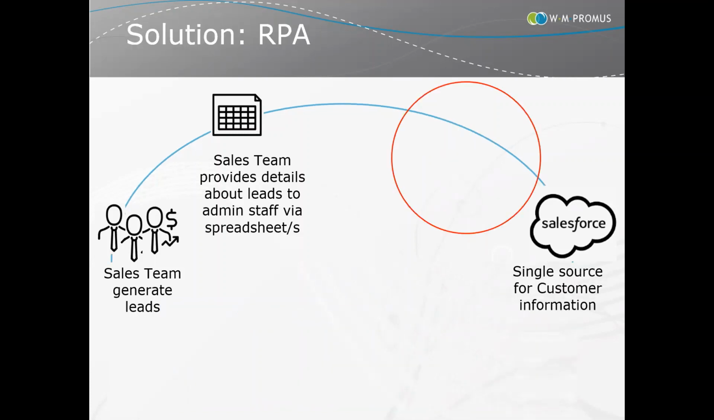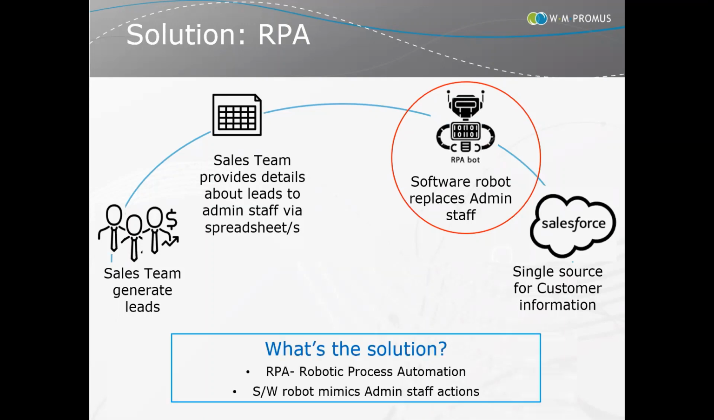The solution to our problem is that we introduce a software robot to replace the admin staff. And we call the software robot RPA bot. What RPA stands for is Robotic Process Automation. The function for our RPA bot is to mimic the exact actions that the admin staff would normally do for this process.